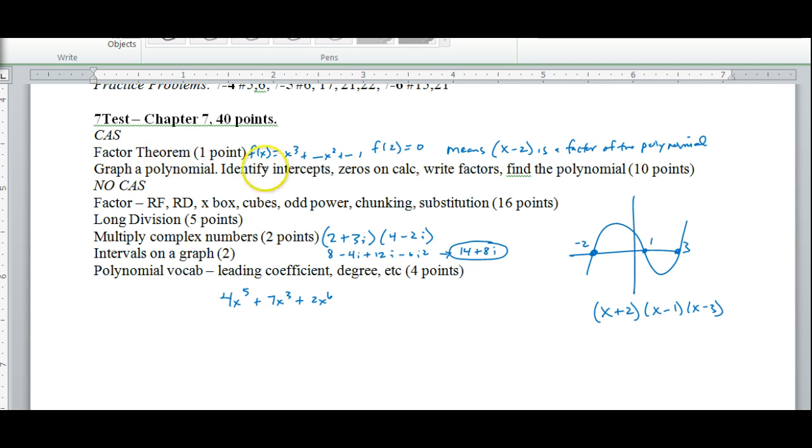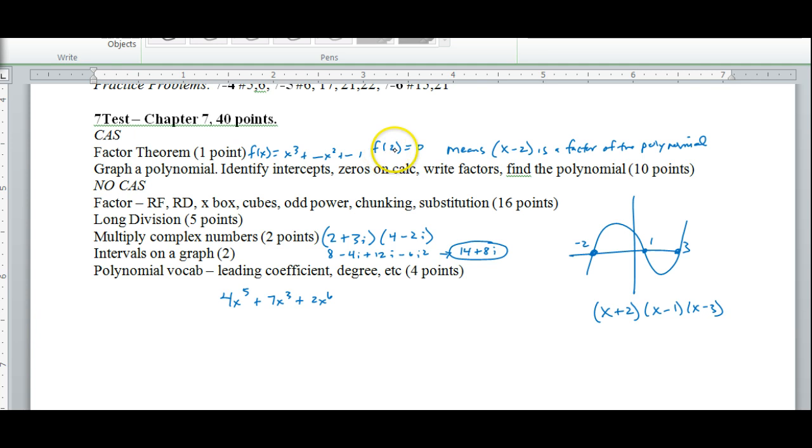For graphing a polynomial and then identifying the intercepts, zeros, and writing the factors and finding the polynomial, we talked about this one in class, but I'll just mention it again here. You'll have to use your graphing calculator to graph a given polynomial. You'll graph it and you'll identify where the zeros occur. You can do that by using the menu command and then analyze graph and then choose zero, and you'll put vertical lines around each of the zeros. You'll have to do that command three or more times potentially to find all the zeros. Once you have the zeros, you'll list them out, and then you'll write the factors.